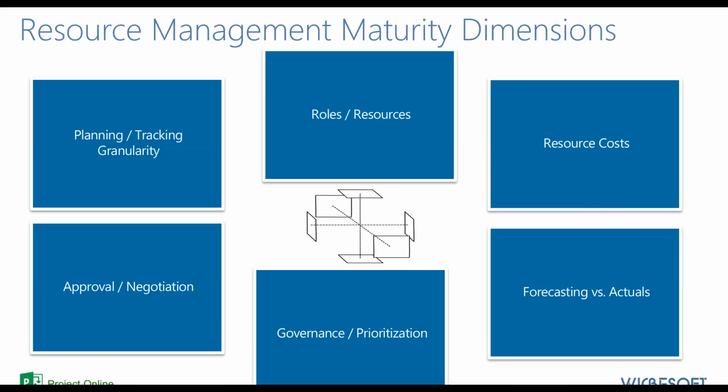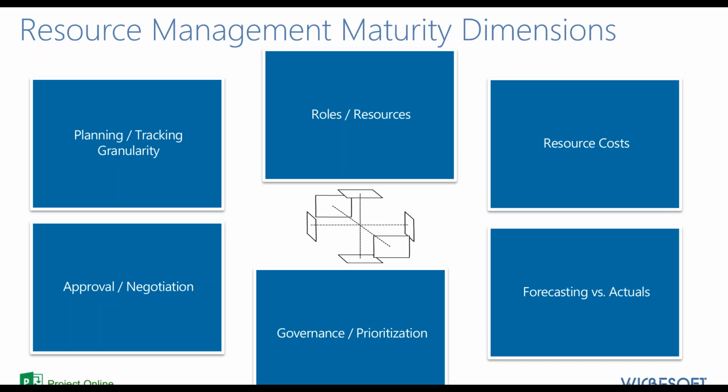So if we look at resource management maturity dimensions, things that happen in different levels of granularity or different levels of intensity are the things of understanding roles and the resources, understanding in a central resource pool, for example, what roles and specific resources you have at your disposal to assign to resource. And then there's the whole concept of planning and tracking granularity. Depending on your maturity or your desires or needs as an organization, you may plan your resources at a higher or more detailed level of granularity depending on the need or desire of the outcome for the organization.